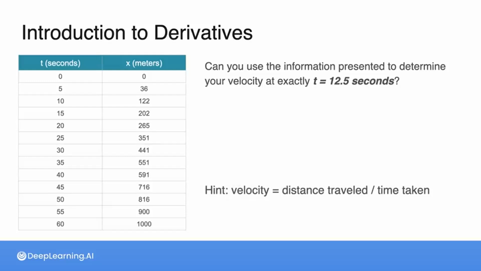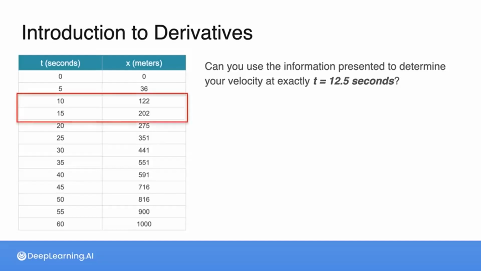So again, the quiz is, can you or can you not use this information to determine the exact velocity at 12.5 seconds? So the answer is no, you cannot find the velocity at time 12.5 seconds with the data given on this table. You can find the average velocity in the interval from 10 to 15, but you don't know what happened within that interval. At 12.5, maybe you were going faster, maybe you were going slower than the average velocity.